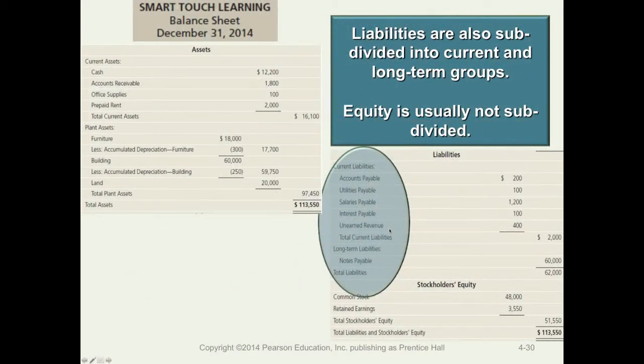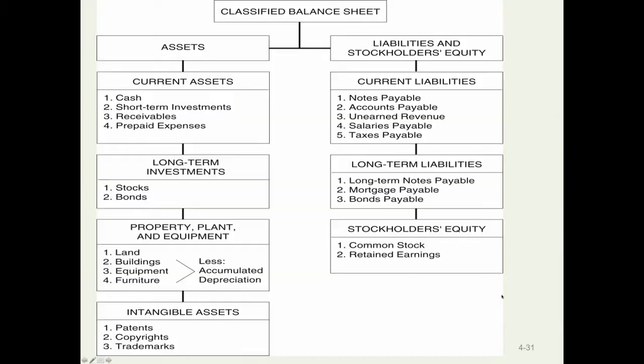Now, on the classified balance sheet, we know that, of course, liabilities are listed in the order of maturity. So the current maturities come first. Those are your current liabilities, and your long-term liabilities are second. And then, of course, your stockholders' equity is made up of both your common stock, that's contributed capital, and retained earnings. So again, here, common stock is part of what we call contributed capital. And then, of course, retained earnings.